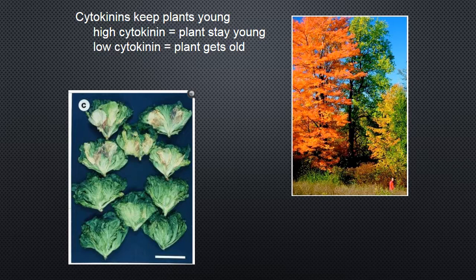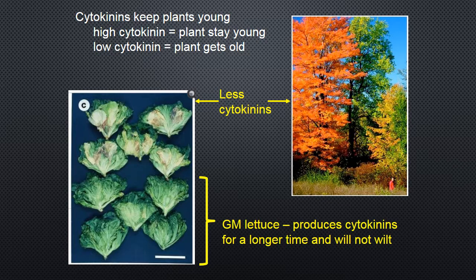Cytokinins also keep our plants young. So a high cytokinin ratio keeps the plants staying young. So if we have genetically modified lettuce that produces cytokinins for a longer time, it tends to not wilt. So that helps us to keep our vegetables longer. If you've ever picked lettuce out of a garden and it was not genetically modified, then you know that it goes bad within a day. So that allows us to keep our vegetables fresher longer.